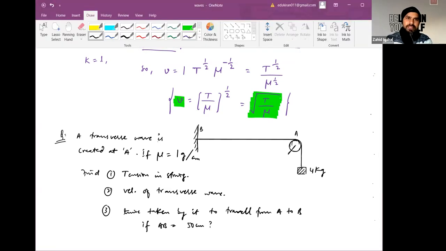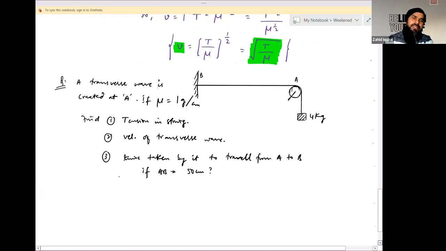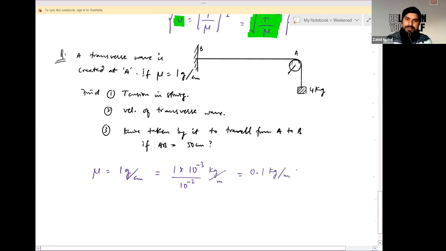Let me explain how to solve these different parts. First, you have mu, that is linear mass density. So mu is equal to 1 g/cm. First, convert this quantity into its SI unit. So we may write 1 g as 10^-3 kg, divided by centimeter converted into meter as 10^-2 m. So it will become kg/m. On solving, you will get 0.1 kg/m. Matthew, is it clear? Yes.